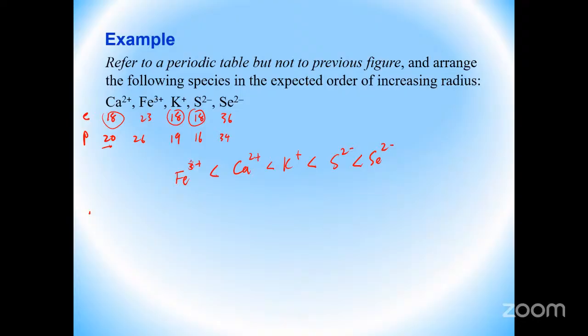So as I said before, the first thing I would do is look for the isoelectronic species, those species that contain the same number of electrons. Once you establish those, then you can order them, because basically the smallest is the one of those species that has the highest nuclear charge. And then you try to figure out the others based on their relative positions in the periodic table. All right? Okay.